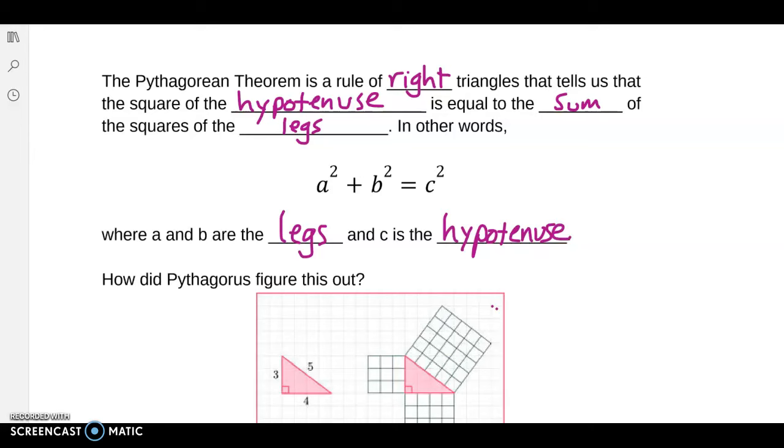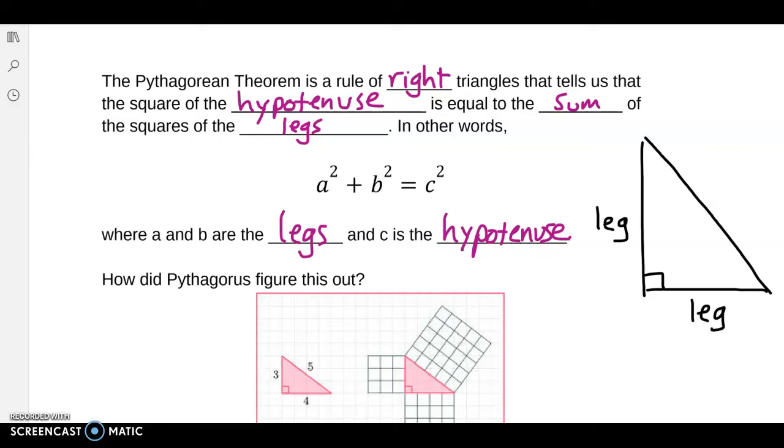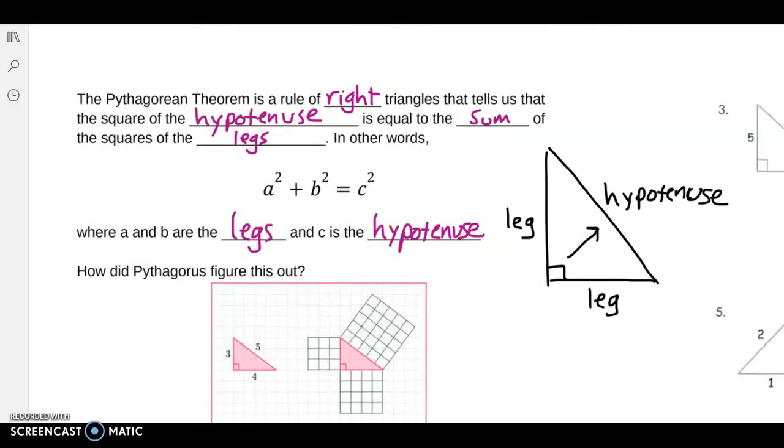So let me draw a picture, and I do recommend you doing the same. A picture here on the side so that you know when you're looking at a picture where is the hypotenuse and where are the legs. So here's my right triangle. The legs are the two sides that make up the right angle. So this is a leg and this is a leg. Whatever's across from the right angle, that is your hypotenuse. Okay, so pretty important that you know those things.